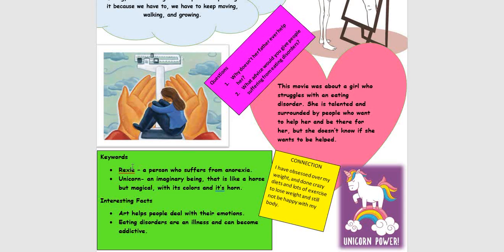For example, Rexy is a person who suffers from anorexia. It's basically anorexia but shorter, and they call it Rexy. I also included the word unicorn, that is an imaginary being. It's like a horse but magical with its colors and its horn. They use this word in the movie to describe some people as unicorn because they're almost like magical beings.